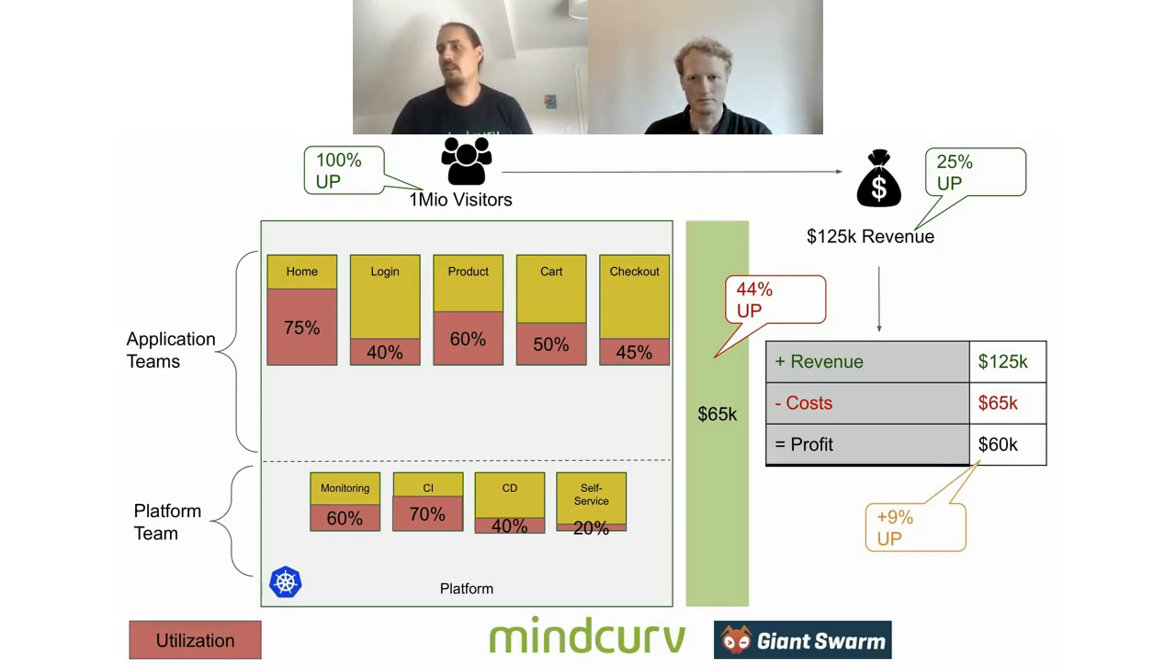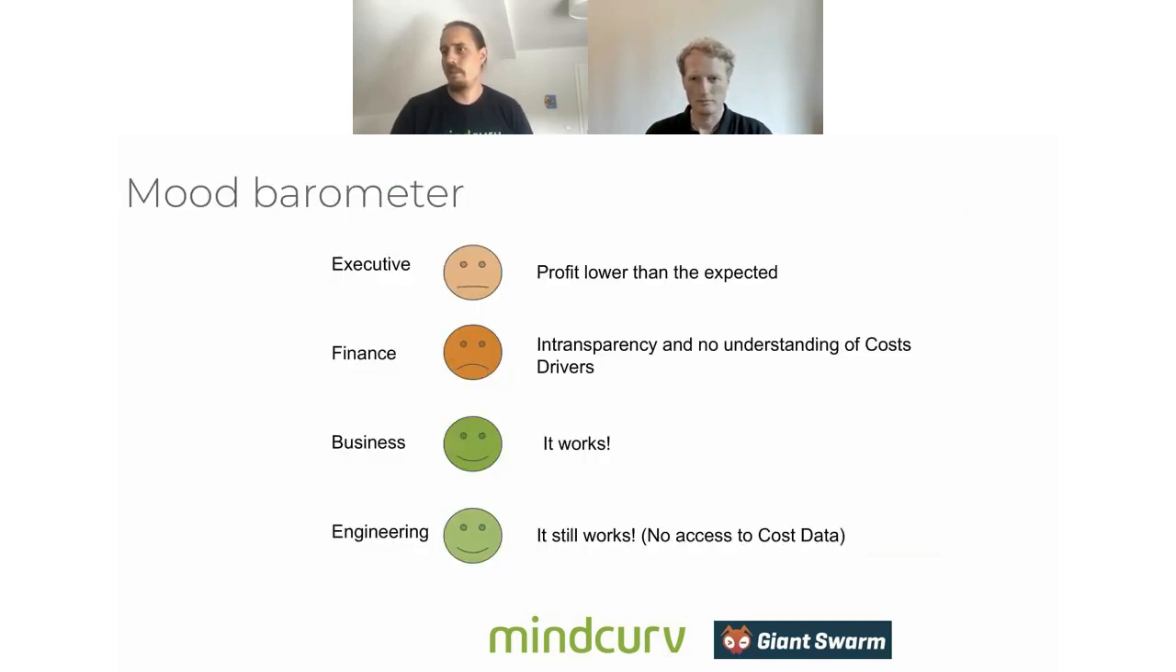So what happened here is that the profit only rose by 9% because we put a focus on speed. Maybe it's not very cost efficient what we built, but hey, we are making 125K revenue. It somehow hurts that the infrastructure cost rose by 44% and the profit only by 9%, but we have a much larger user base and a much higher revenue. Right? So let's look at how the people felt about it.